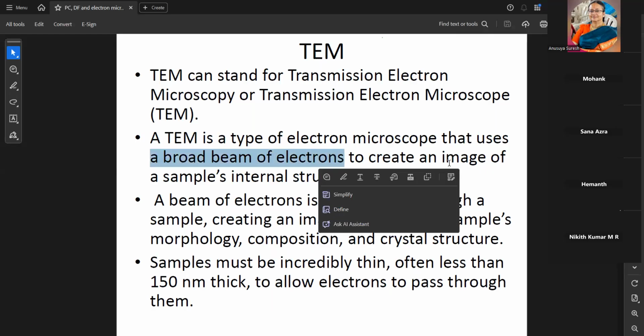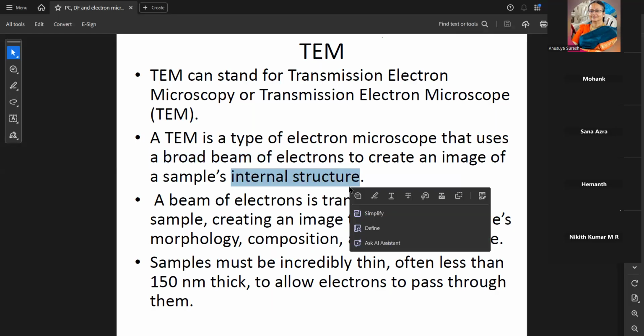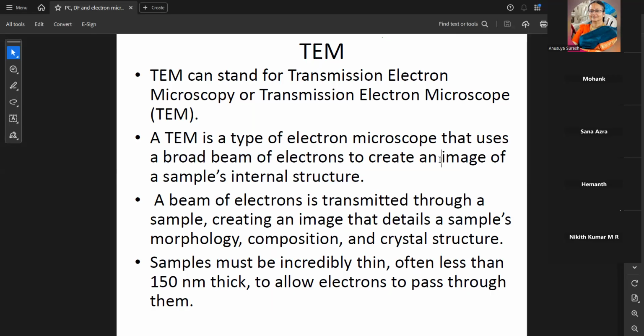And because of that, we get the image of the internal structure of the sample. So if you remember, in SEM we said we are using a narrow beam of electrons and we are studying the surface of the cell. In TEM, we are using a broad beam of electrons and we are studying the internal structure of the cell. So this beam of electrons is transmitted through the sample, and because of that you get an image which tells you about the morphology, the composition, the crystal structure. And here the samples must be less than 150 nanometers thick to allow the electrons to pass through them.